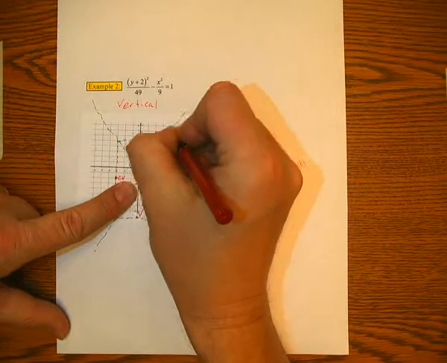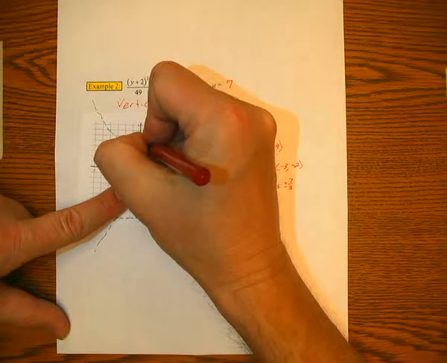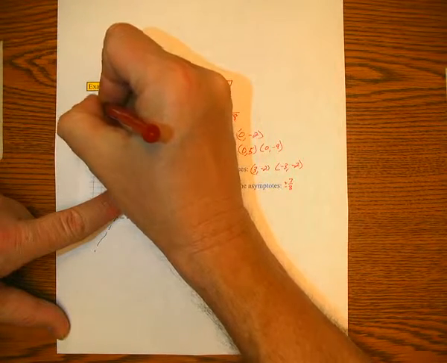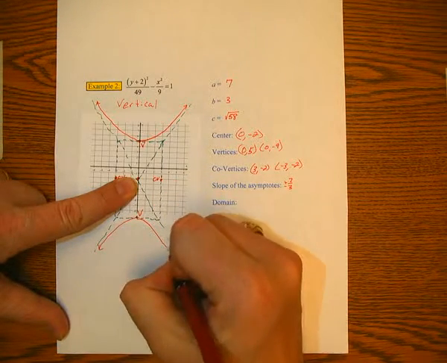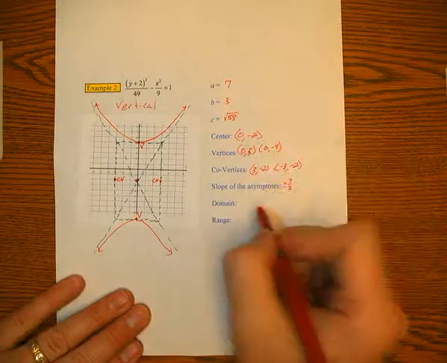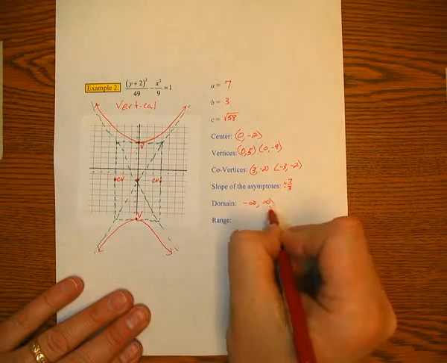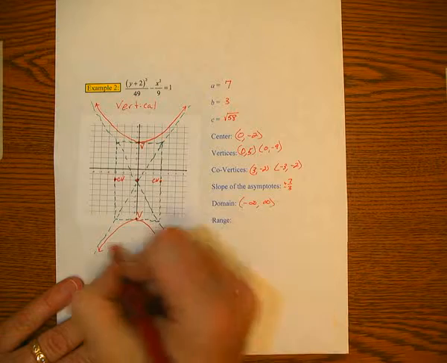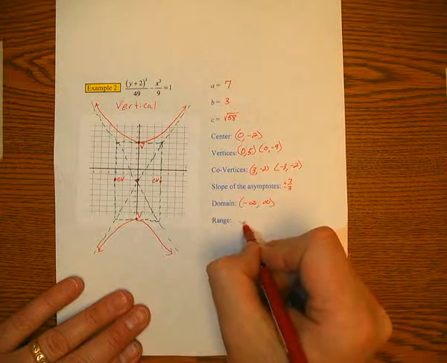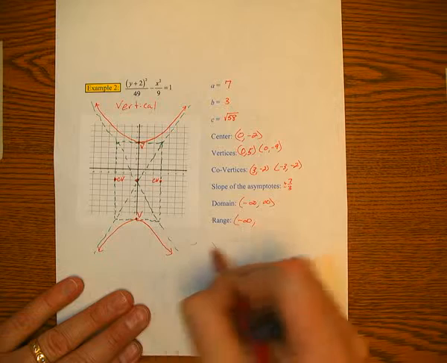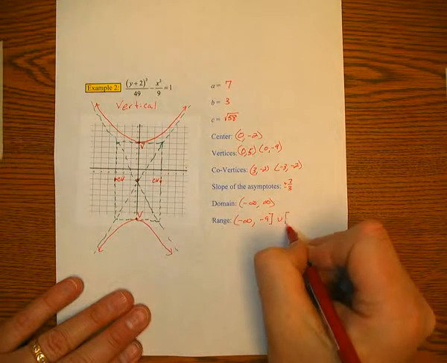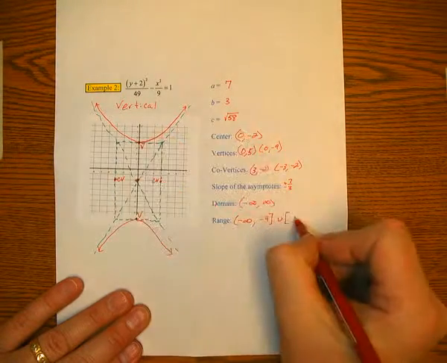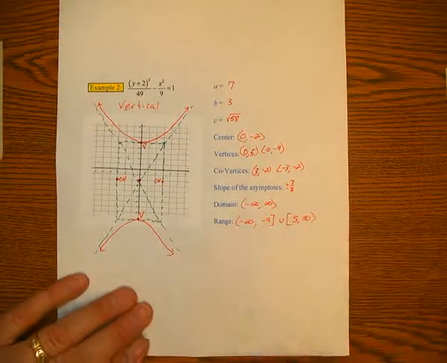All right, these are your vertices, so we can go ahead and sketch the curve going from the vertex, approaching the asymptotes on each side. All right, so your domain, negative infinity, infinity, both sides, left to right, it's continuous. Range, we'll have a union, negative infinity to negative 9 with a bracket, union, 5 to infinity.